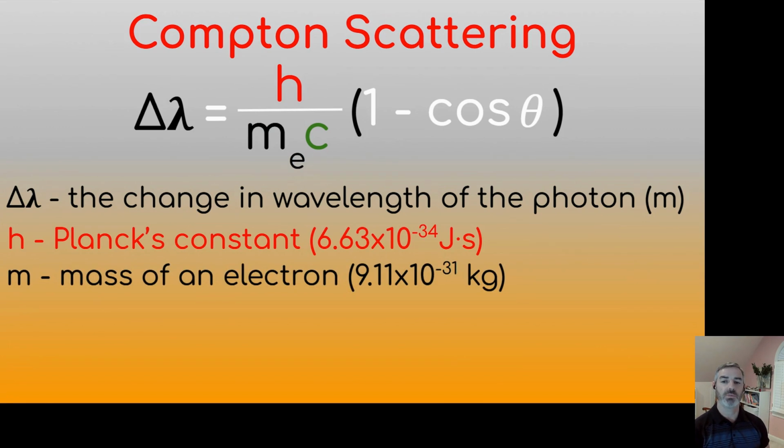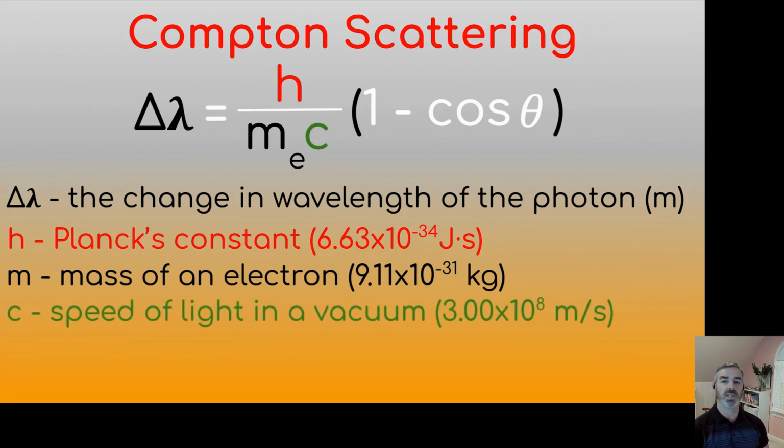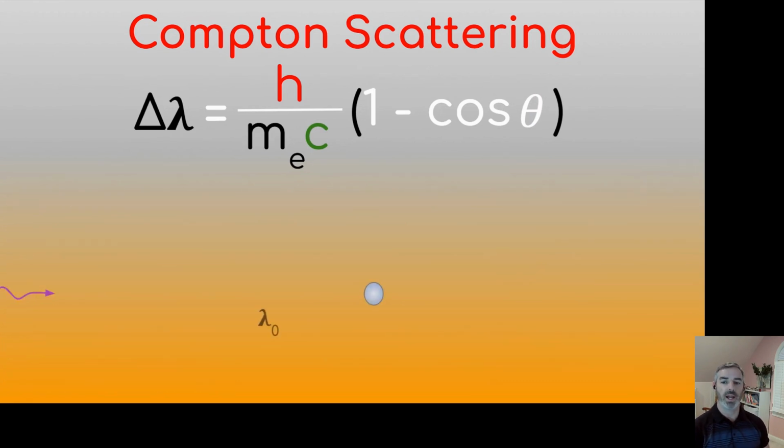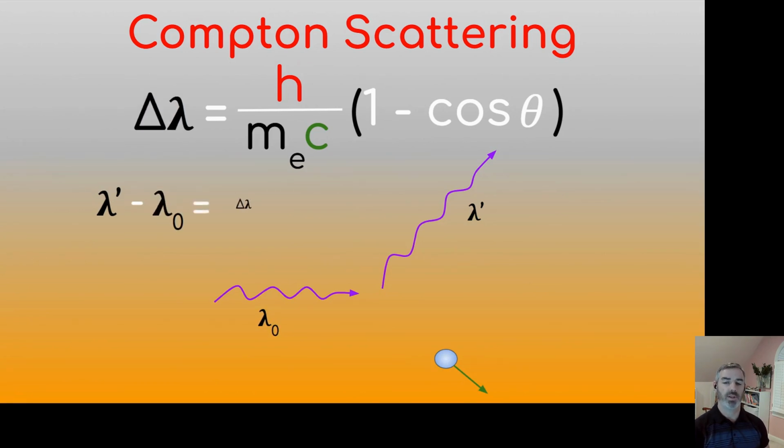And the reason we're using specific values is because the speed of light is in meters per second. So we need to use those values. So speed of light in a vacuum is 3 times 10 to the 8th meters per second. Now, the angle theta, that is the angle of deflection of the photon from the horizontal. So looking at the diagram, we have an initial wavelength and a final wavelength. So lambda prime minus lambda naught is going to equal the change in wavelength.